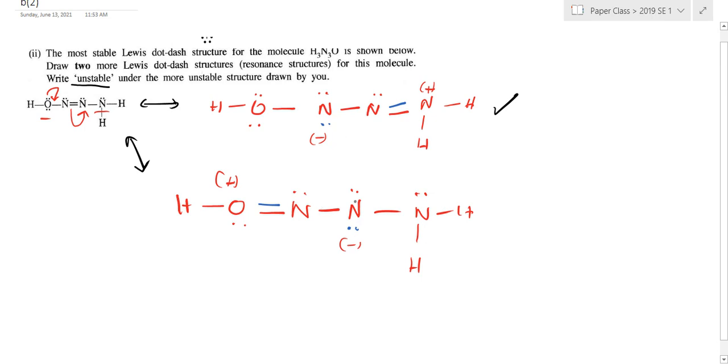Consider this. Nitrogen minus is the same, nothing to worry. Here nitrogen plus, here oxygen plus. Highly electronegative oxygen has a plus charge. Therefore this is the most unstable one. This is the most unstable compared to this. This is less stable, this is unstable. This is a stable one. In 2020 they have asked to write the less stable also. In 2020, this is less stable, this is unstable. Okay. In 2019 they have only asked about the unstable. Okay.